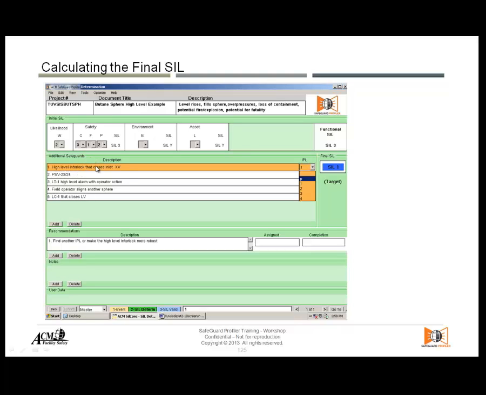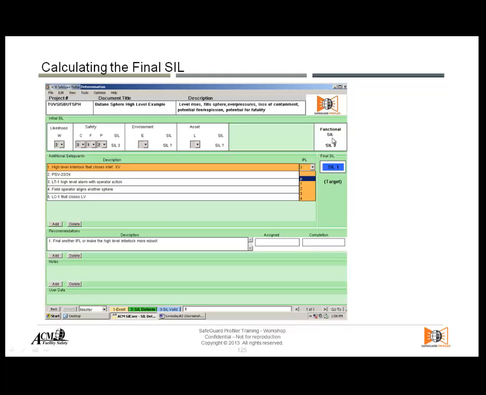So now we can start adding our safeguards that were there, for example, the pressure safety valve. Then we can subtract from that SIL 3 we got before: SIL 2, SIL 1. So we chose 2 of them. So that's the process in there.